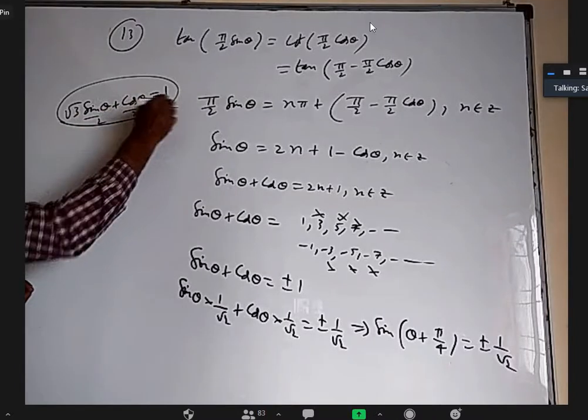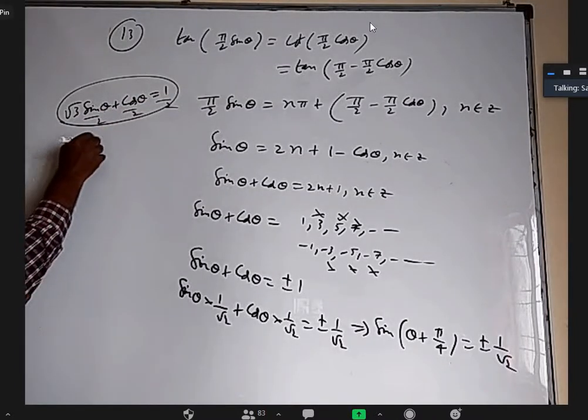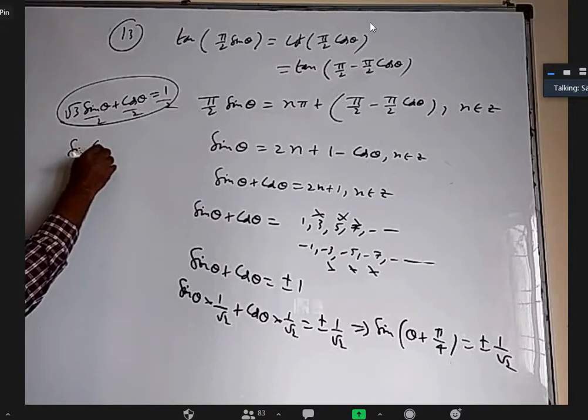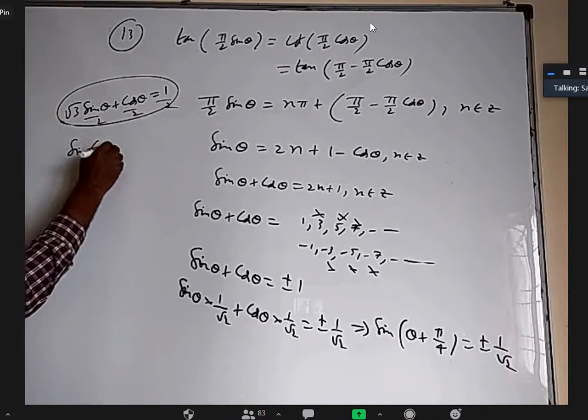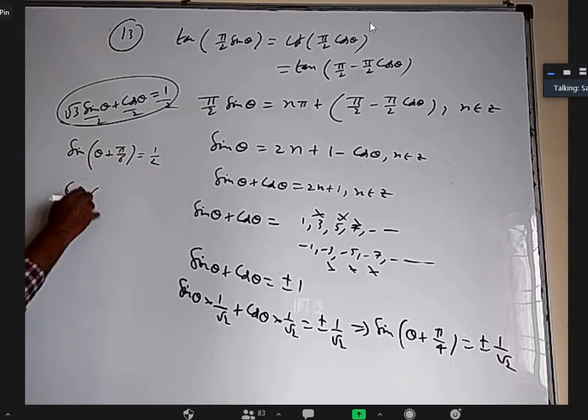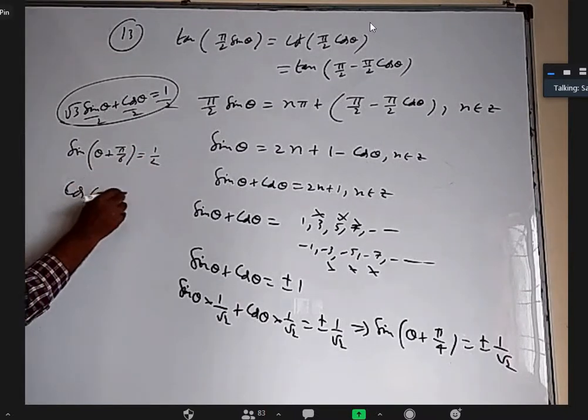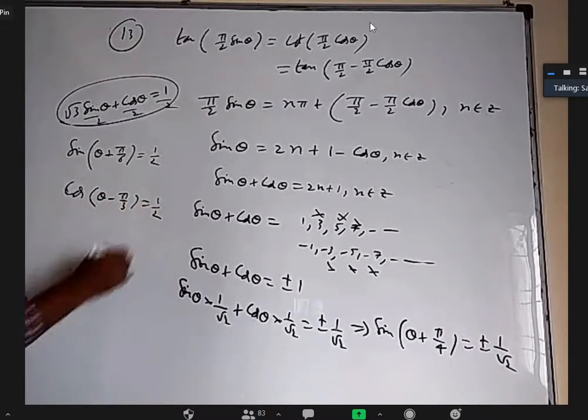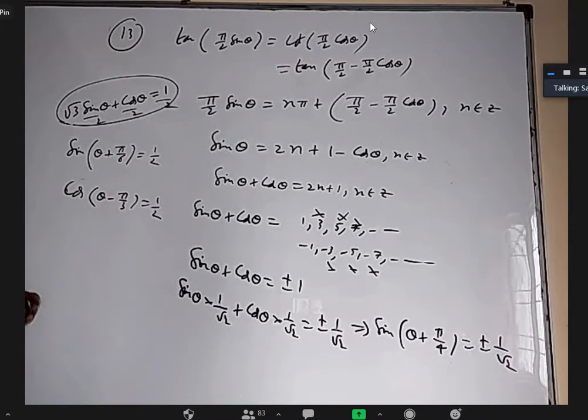After dividing with 2, I have two options. I will get sine of theta plus pi by 6 equals cos 30, or I can also write this as cos of theta minus pi by 3. Which one do you think is better? I can write sin A plus B or cos A minus B. Which one do you think is better among the two? Sir, cos theta minus pi by 3.